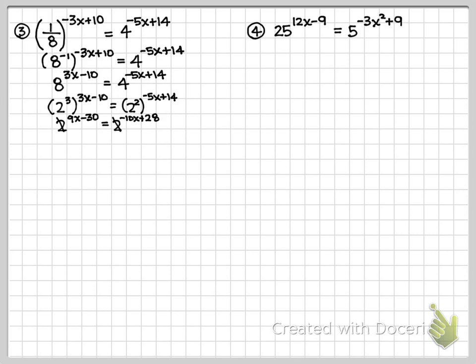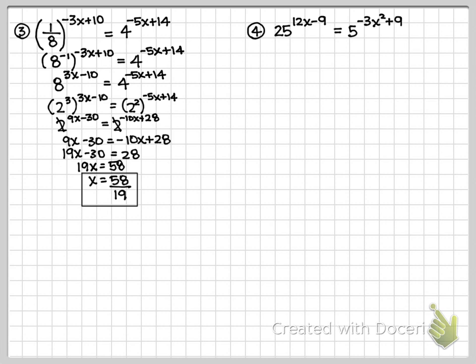Now we need to get the exponents. So we've got 9x minus 30 is equal to negative 10x plus 28. I'm going to add my 10 to the other side. Add my 30. And then divide by 19. And so I get x is equal to 58 over 19.